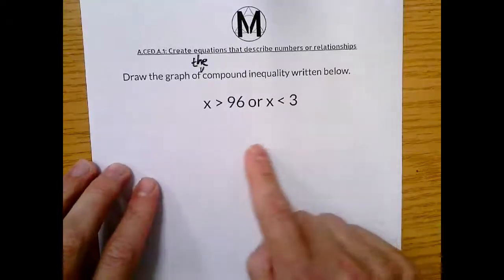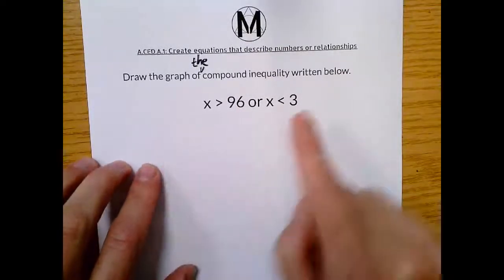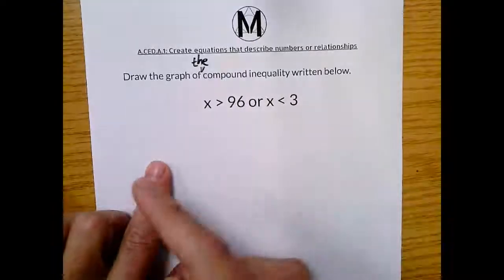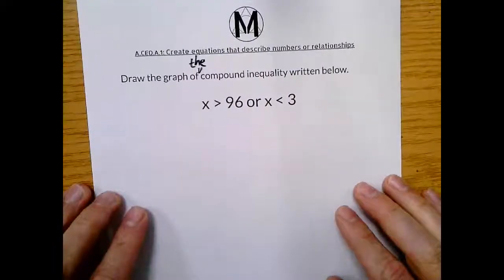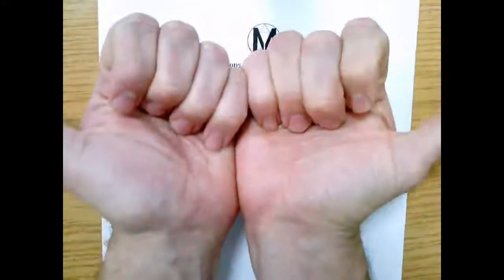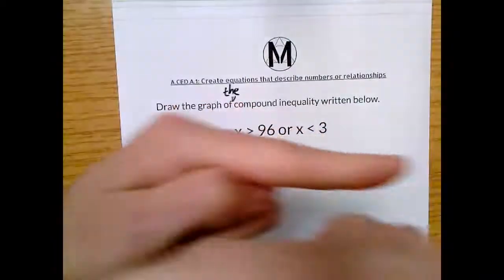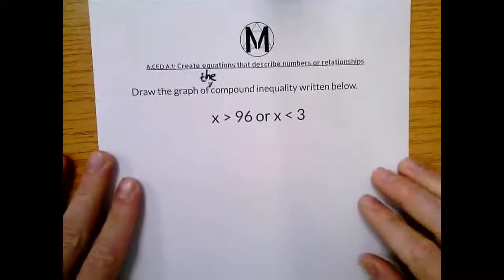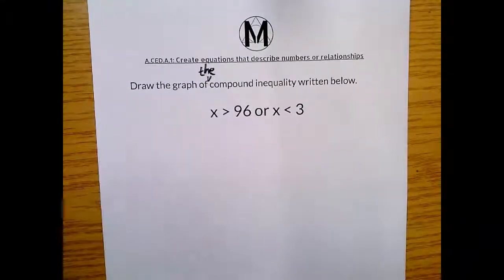Except we go way down here, and then you're going to get to the number 3, and then x can actually be smaller than 3. So when you have this or, it's like you can't really see my hands. It's splitting. It's going two different directions. Okay, that did not make it very clear. Let me just draw you a number line.